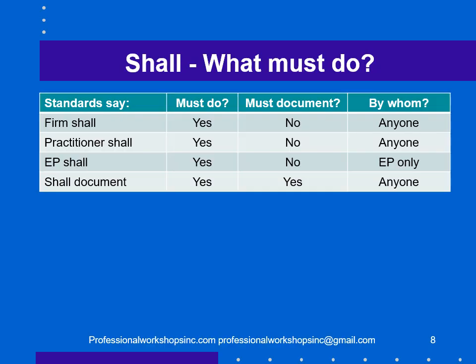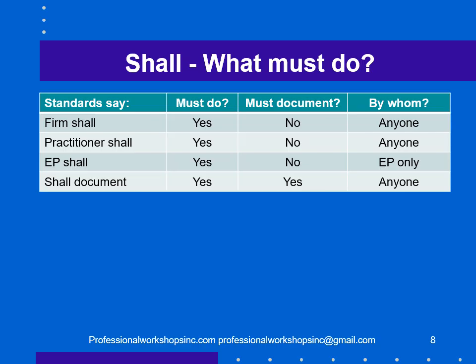So we understand, what does the word shall mean in professional standards? What must we do? Now, if standards say the firm shall, or the practitioner shall, or the engagement partner shall, that means it must be done. That's what shall means. You've got to do it. Must it be documented in those three circumstances? No, it is not required to be documented. It says the firm shall, you have to do it, but you don't have to document it.